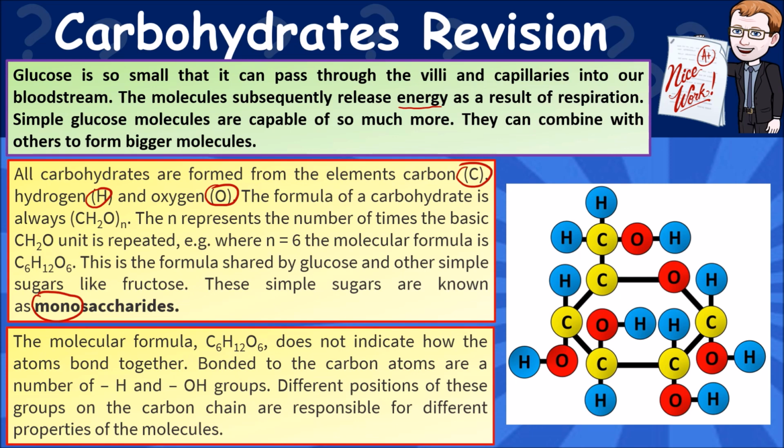The molecular formula of glucose is C6H12O6. However, this does not indicate how the atoms bond together. Bonding to the carbon atoms are a number of hydrogens and a number of hydroxyl groups. Different positions of these groups on the carbon chain give different properties to different molecules.